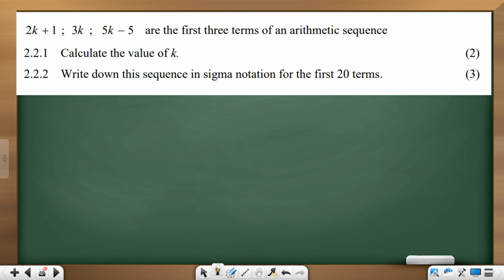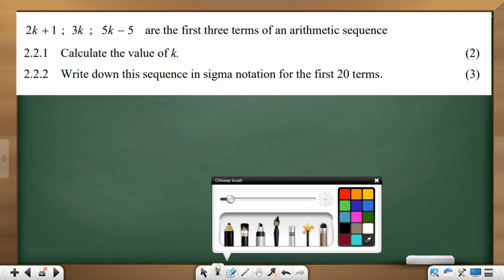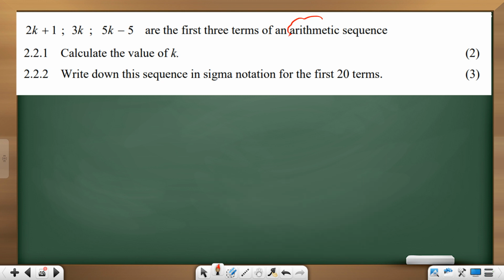Now, this is grade 10. 2k plus 1, 3k, 5k. And I know when we see these k things, we just lose hope. Like, oh my God. No. It's an arithmetic sequence. What do we know about an arithmetic sequence? It has a common difference. All right. Arithmetic has what? A common difference.